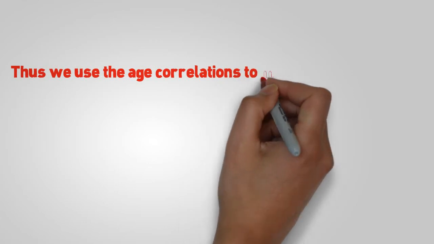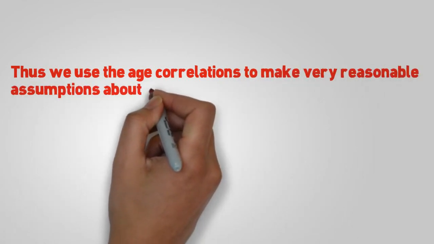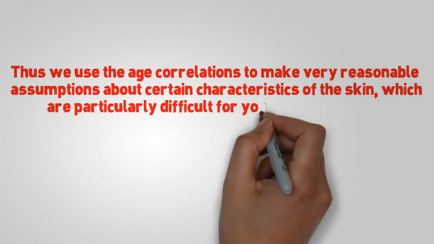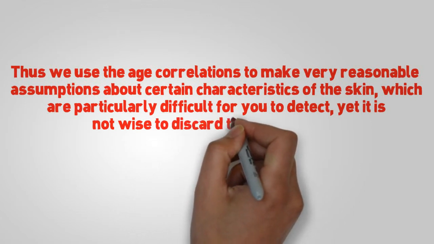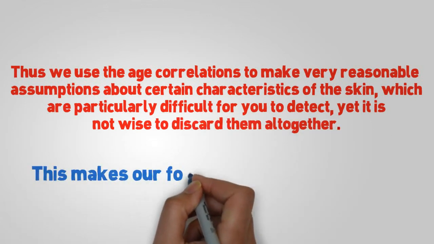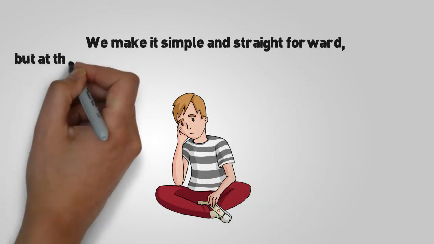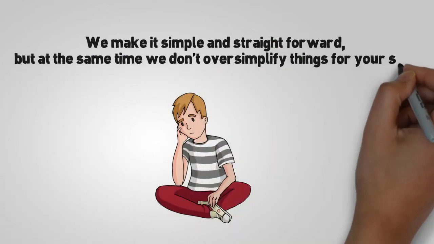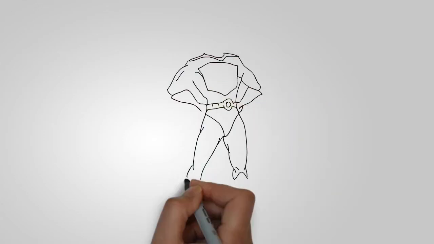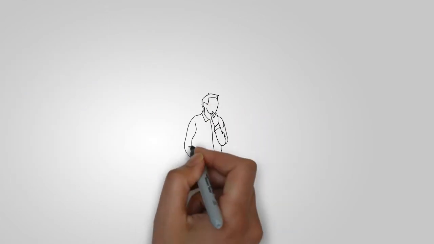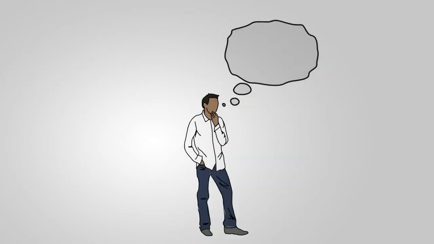Thus, we use the age correlations to make very reasonable assumptions about certain characteristics of the skin, which are particularly difficult for you to detect, yet it is not wise to discard them altogether. This makes our formulations very valuable. We don't overcomplicate things for you. We make it simple and straightforward, but at the same time, we don't oversimplify things for your skin. Your skin is getting superior and surprisingly very advanced treatment. You cannot imagine how much wisdom and experience is built into our approach, formulations, and products.